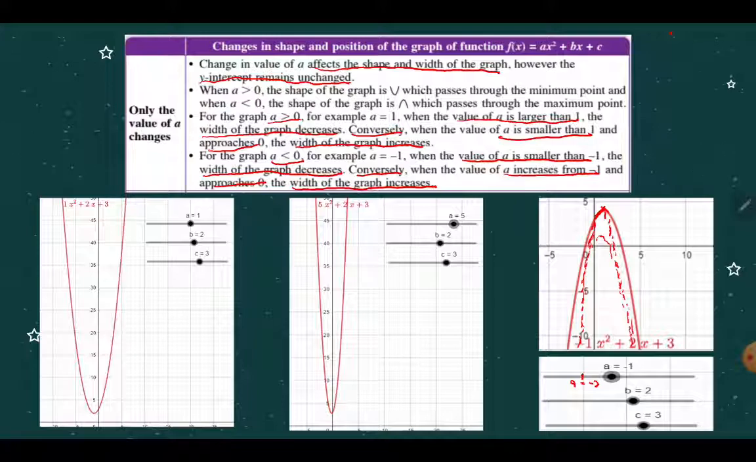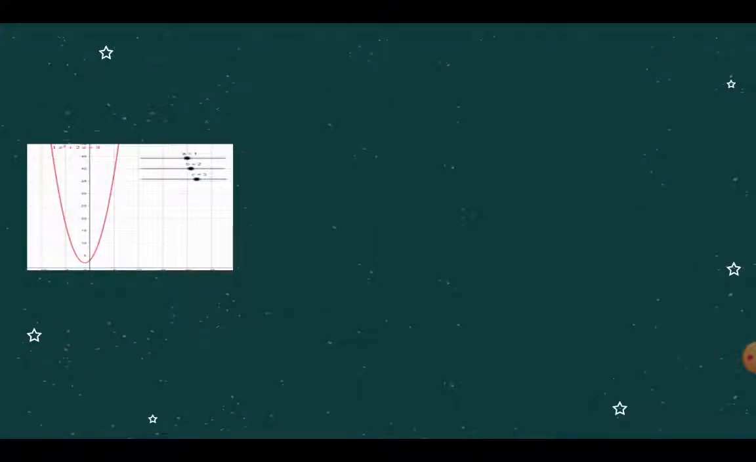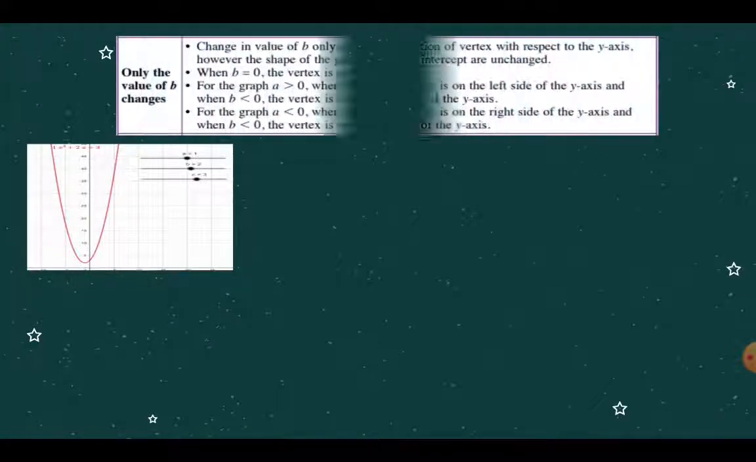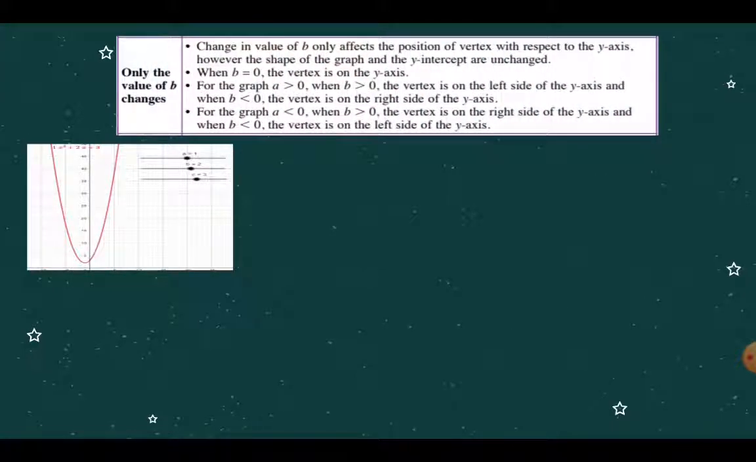Okay, next, let's look at another part. This is the original. Let's look at the changes in B. A change in the value of B only affects the position of the vertex with respect to the y-axis. However, the shape of the graph and the y-intercept are unchanged. Correct. When B equals 0, the vertex is on the y-axis.